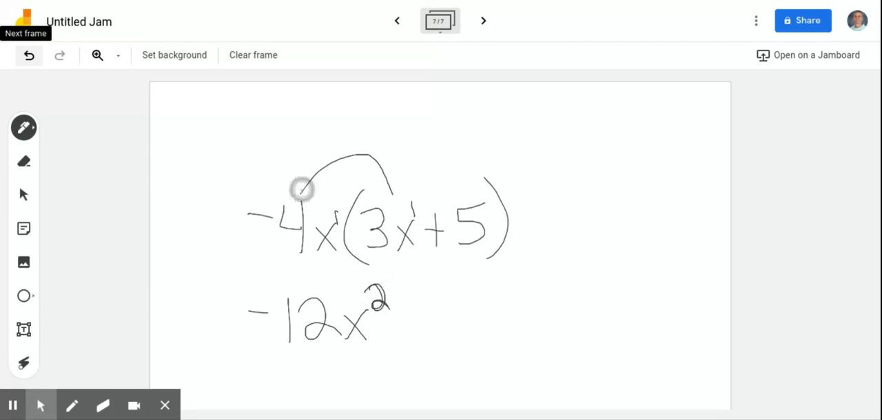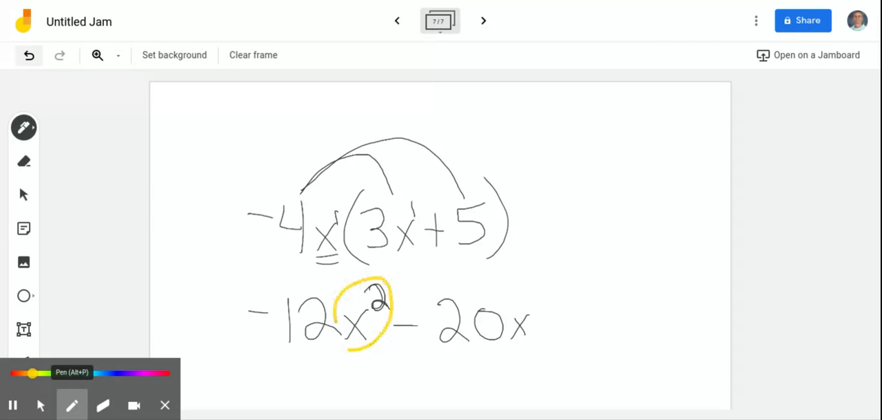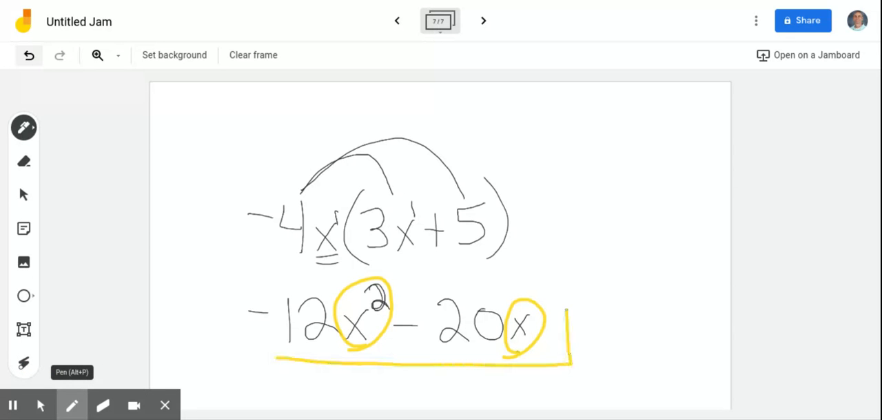And then if you do negative 4x times 5, so you got the coefficient negative 4, the constant positive 5, gives you negative 20. How many x's are involved? Just the 1. So x. And these two cannot be combined because that's an x squared, and that's just an x. So that's the answer. Negative 12x squared minus 20x.